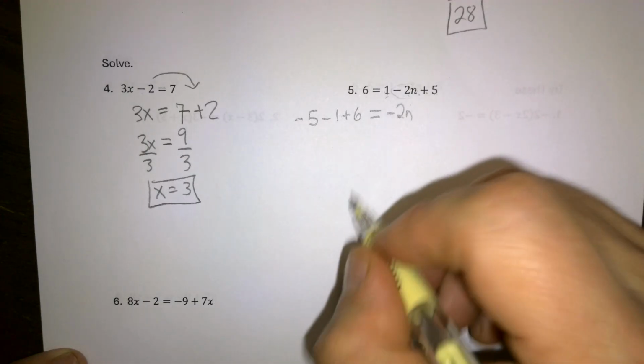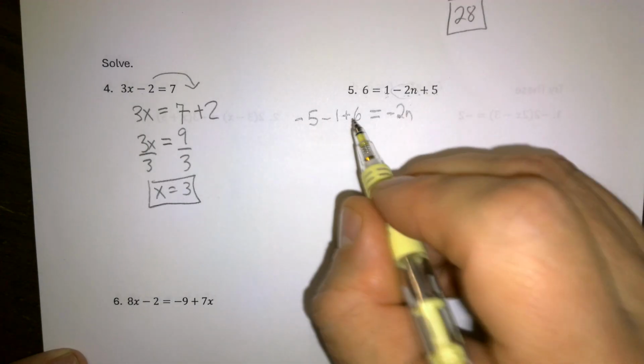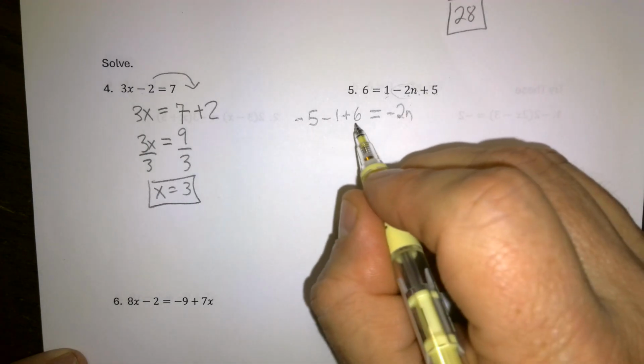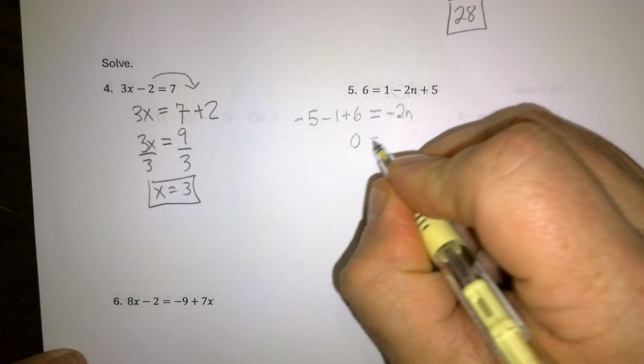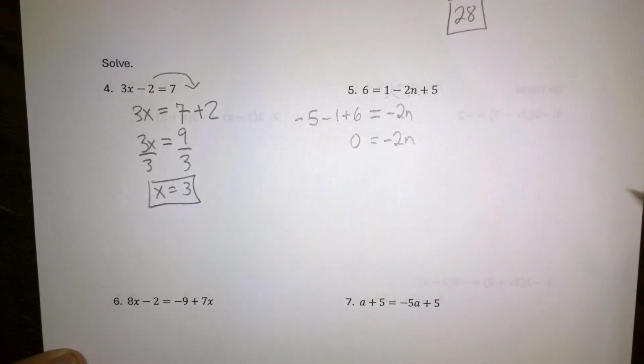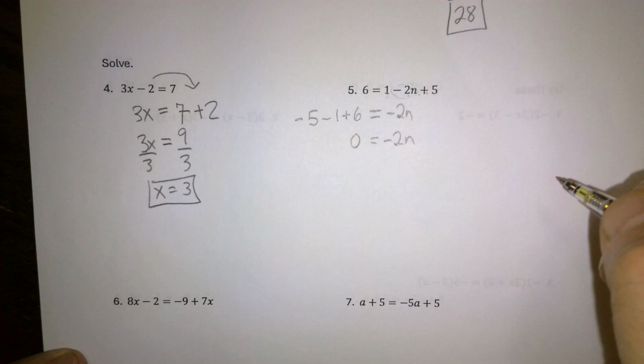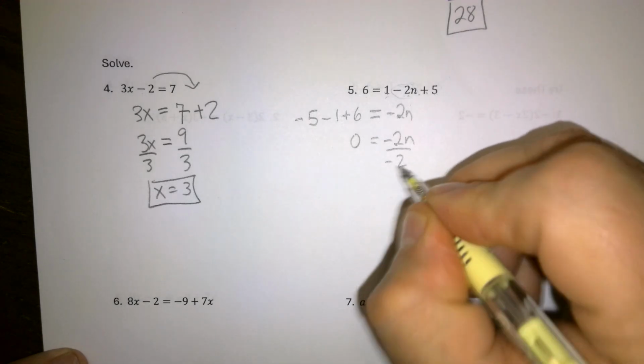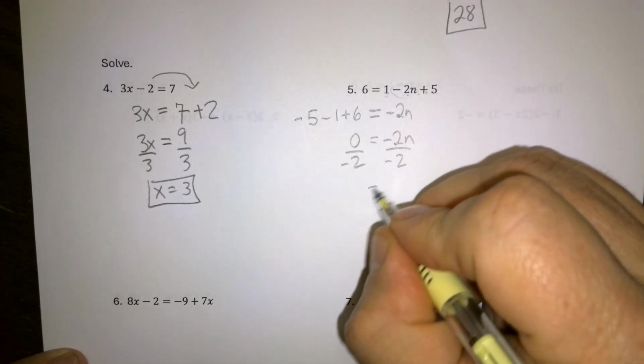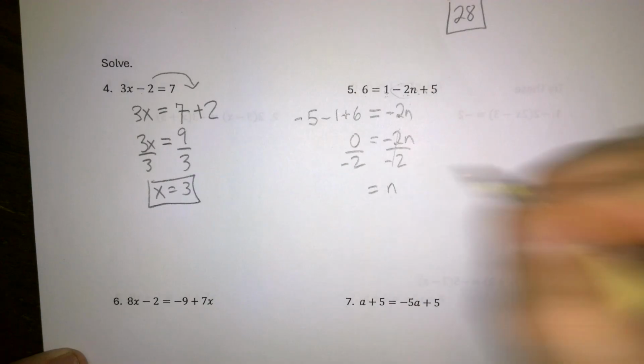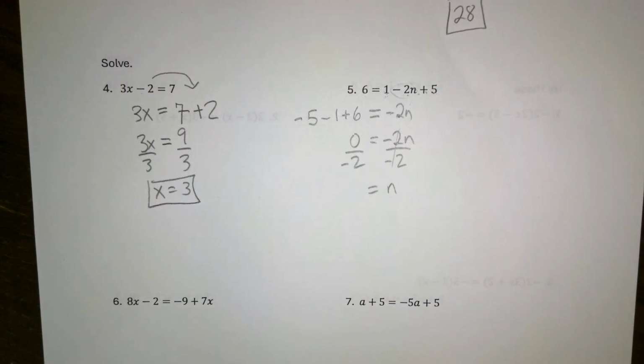It just stayed negative. Now let's combine. -5 plus -1, that's a -6 and a 6. All that combines to 0. And then our last step is divide. Divide by -2. That will reduce to just an n. And 0 divided by -2.